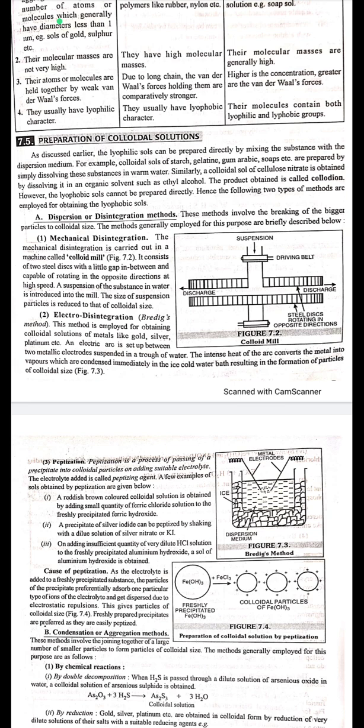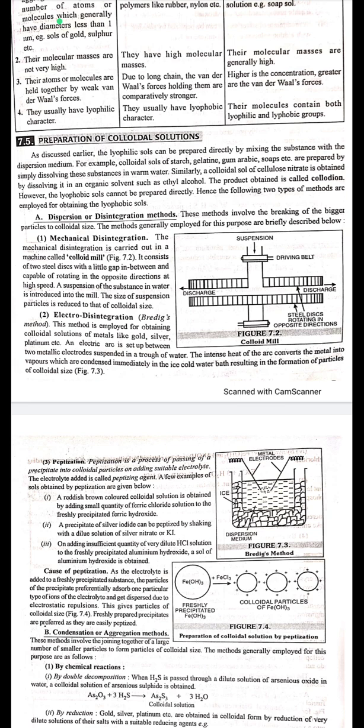First, mechanical disintegration. The mechanical disintegration is carried out in a machine called a colloid mill. It consists of two steel discs with a little gap in between and capable of rotating in opposite directions at high speed. A suspension of the substance in water is introduced into the mill. The size of suspension particles is reduced to that of the colloidal size.